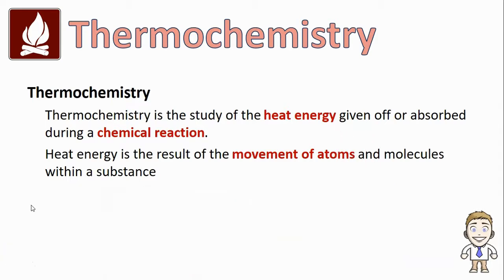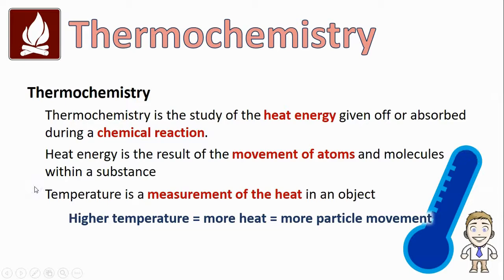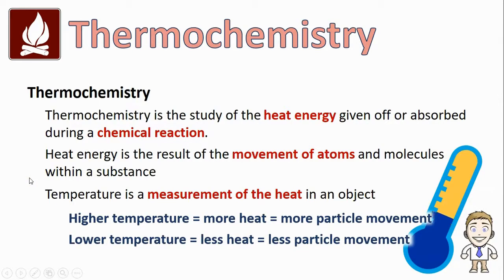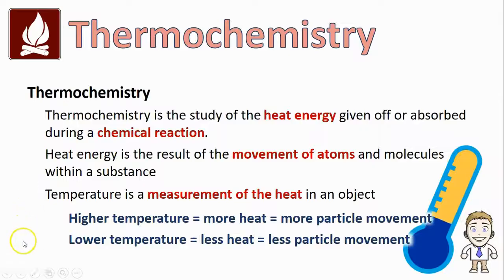A lot of the times people get heat confused with the idea of temperature and think they are the same thing, and they're definitely not. Temperature is simply how we measure the heat within an object. So if the object has a higher temperature, you're simply measuring that it has more heat, or that the particles are moving faster in that substance. Conversely, a lower temperature object has less heat, which means its particles aren't moving as fast. Those are some of our really important key ideas for this video. Make sure you pause and take a minute to write them down.